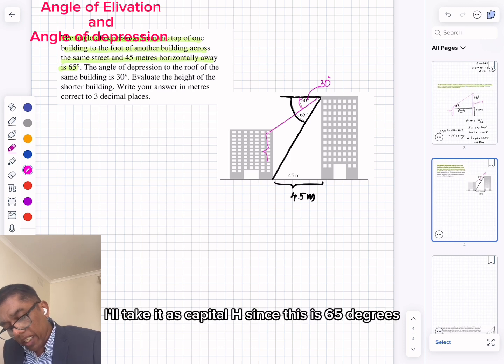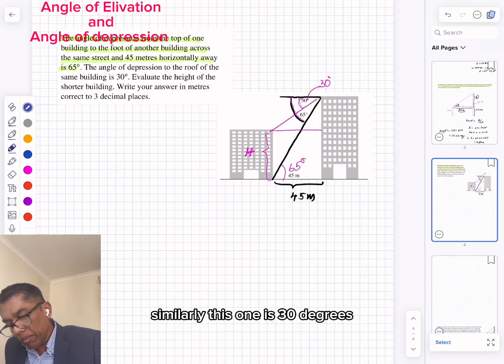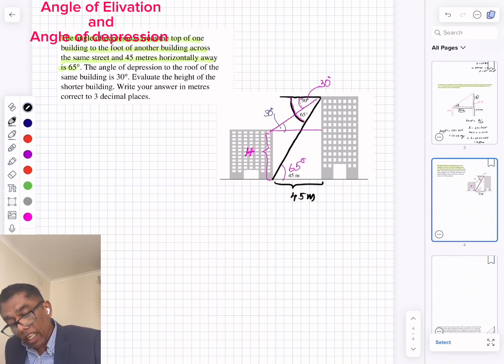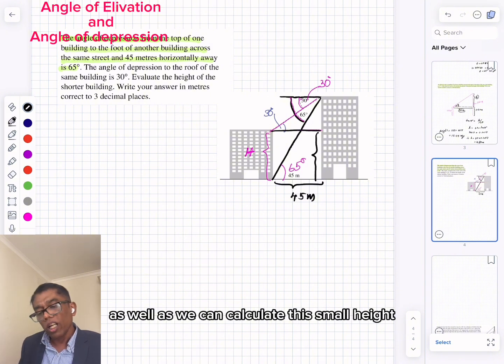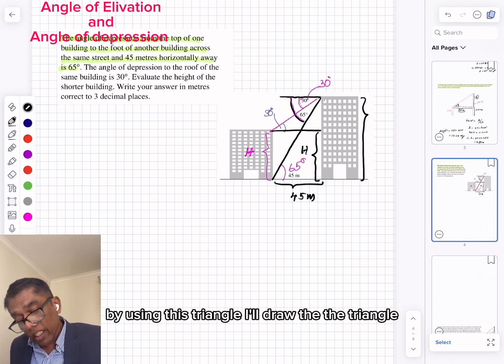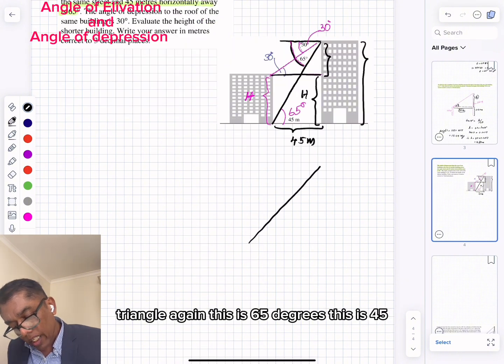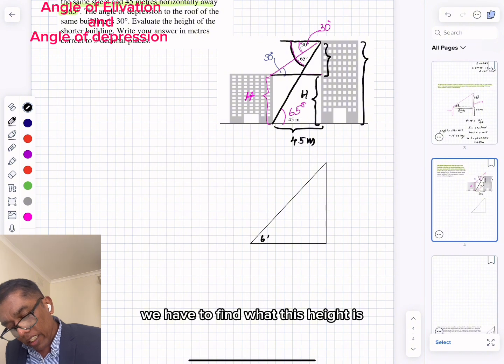I'll take it as capital H. Since this is 65 degrees, this one is also 65 degrees. They are alternate angles. Similarly, this one is 30 degrees. It is an alternate angle. We can calculate the total height as well as the small height. We can calculate the total height by using this triangle. I'll draw the right angle triangle again. This is 65 degrees. This is 45. We have to find what this height is.